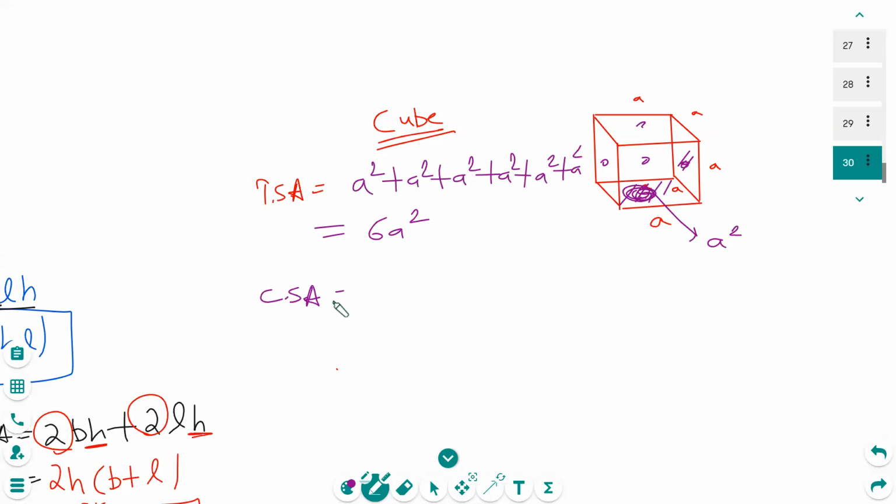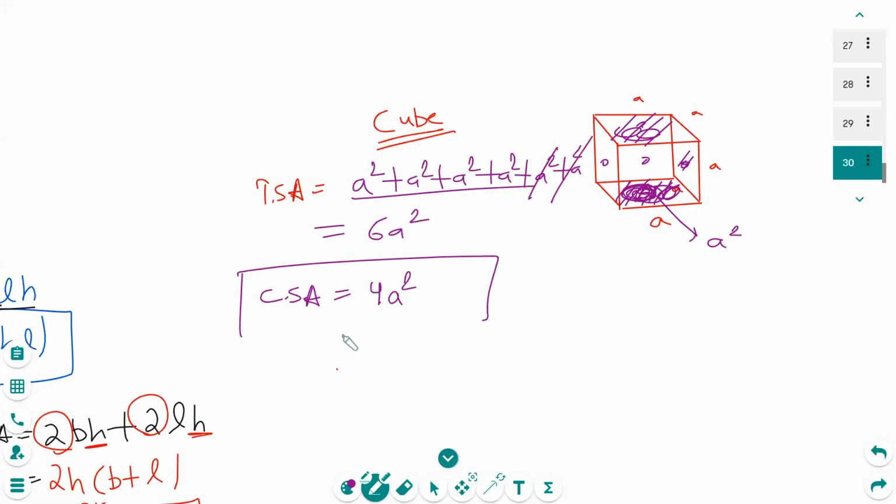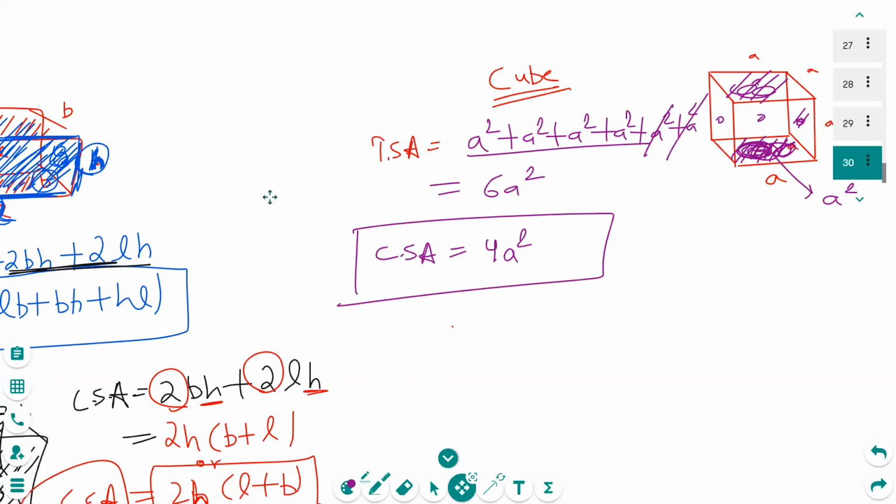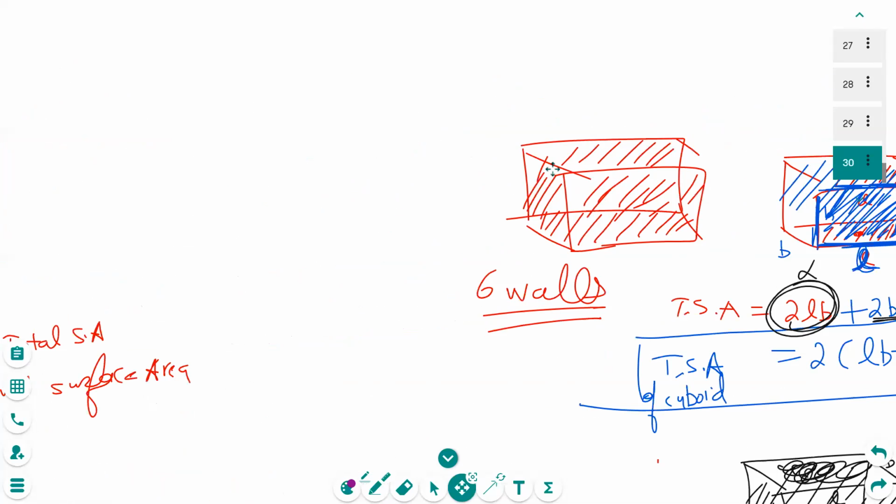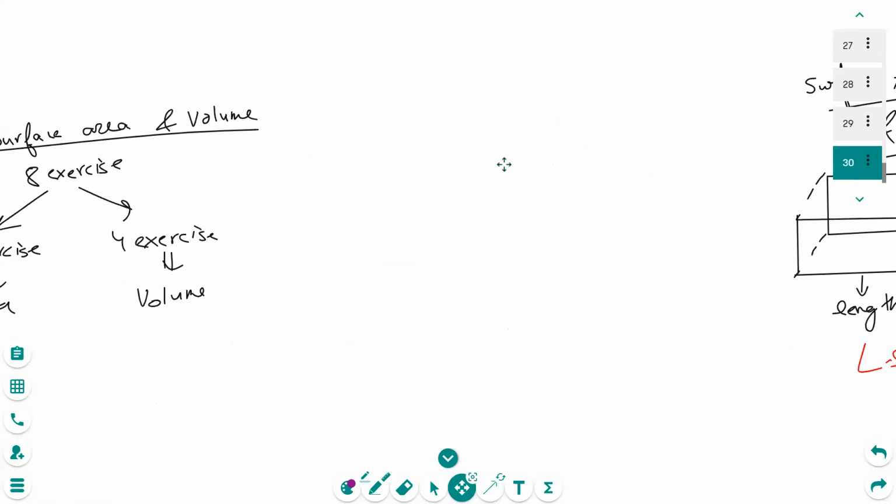Now for the curved surface area, I will again remove the top part and the bottom part, that is the ceiling and the floor. If I remove 2a squares from here, I will get what? 4a square. Good. So that's how we do the total surface area and the curved surface area. Now let's revise it a bit and then move to my exercise.